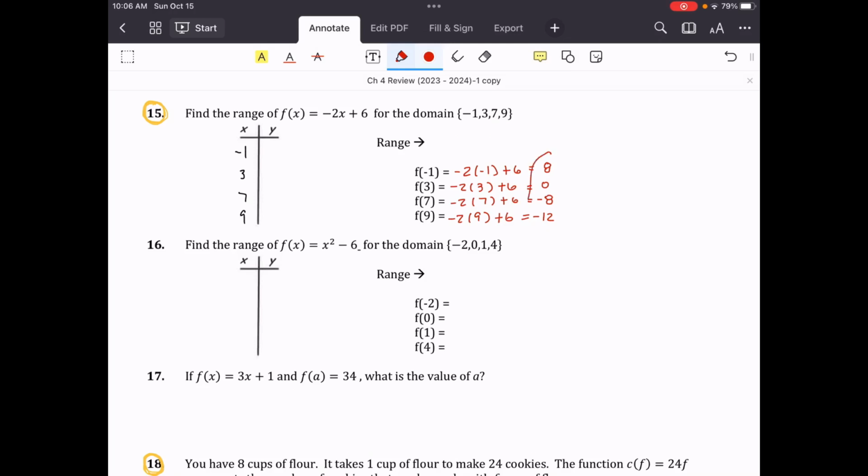These values are our range values. We could also then accompany them over to our XY chart and show where each of these went. So from -1 we go to 8, from 3 we go to 0, 7 we go to -8, and 9 we go to -12. But either way that you go through the process of solving this, understand that the y values or your outputs or your f of x values in this case represent your range. So 8, 0, -8, and -12.